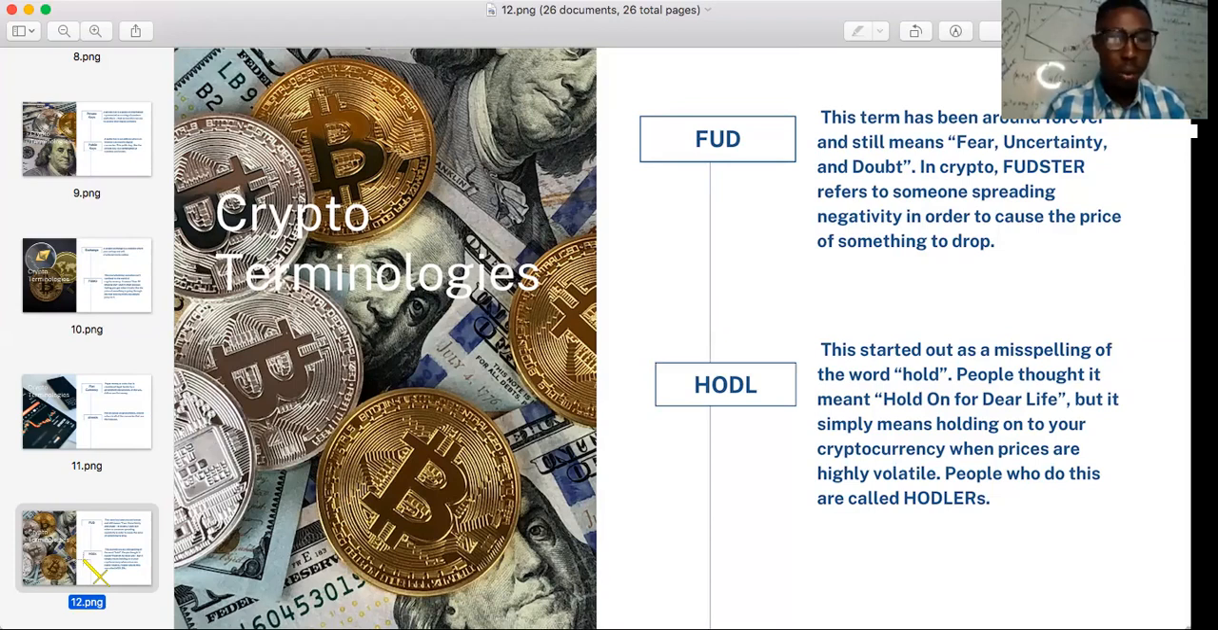Now, HODL actually is a result of a mistake. The actual word was supposed to be hold, but the first person that talked about it spelled it wrongly. So it actually means hold. HODL means to hold your cryptocurrency for a particular period of time, and when it makes profit, then you sell. One rule of thumb I tell people going into cryptocurrency trading for the first time is you should be learning how to hold your cryptocurrency, even hold it for a period of time, so that when you make profit, you will not be left out.